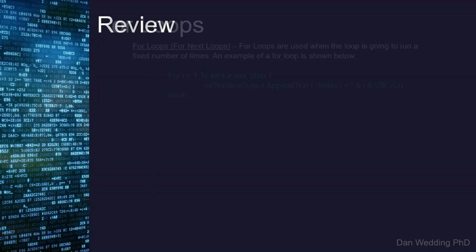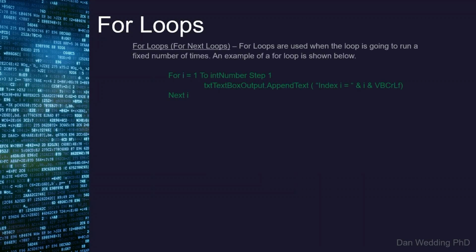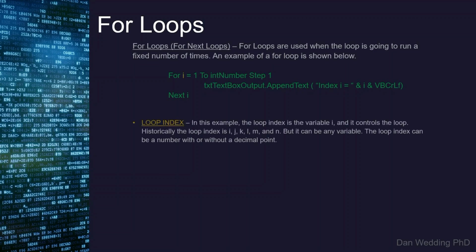In review, for loops are used when the loop is going to run a fixed number of times. An example of a for loop is shown below. In this example, the loop index is the variable I, and it controls the loop. Historically, the loop index is I, J, K, L, M, and N, but it can be any variable. The loop index can be a number with or without a decimal point.